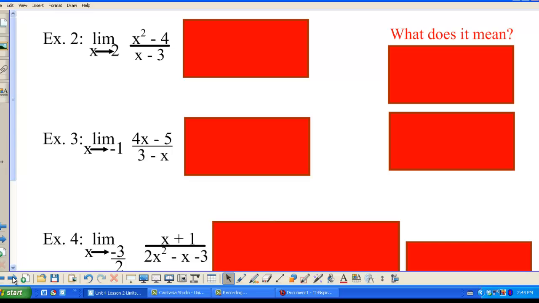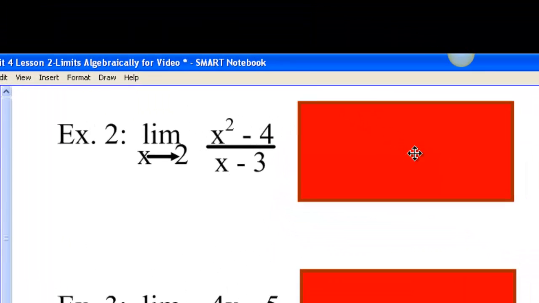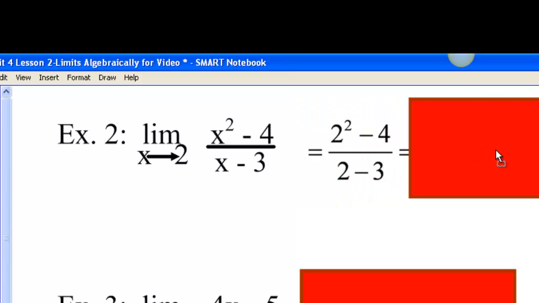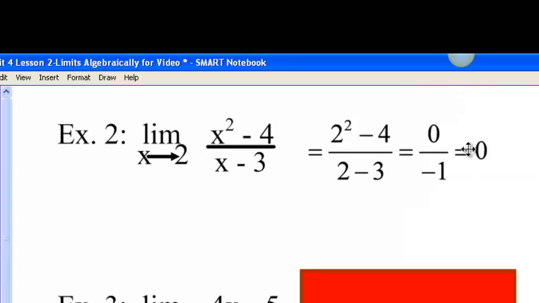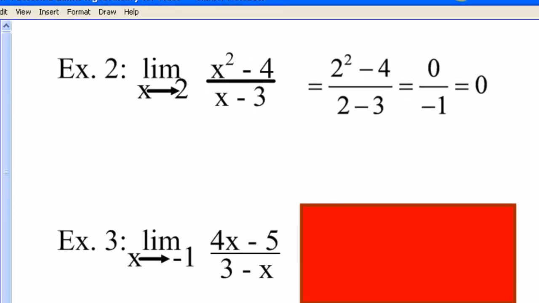So let's look at some other functions. We're going to look at just solving these algebraically by using direct substitution. So for example 2, if I have the limit as x approaches 2 of x squared minus 4 over x minus 3, I'm just going to substitute in 2. So I get 2 squared minus 4 over 2 minus 3, and I end up with 0. And folks, 0 is still a number. So that doesn't mean that the limit doesn't exist. The limit is 0. A y value can be 0.